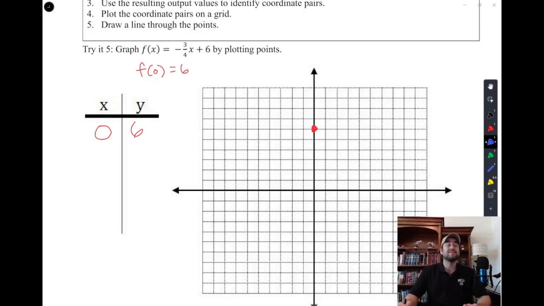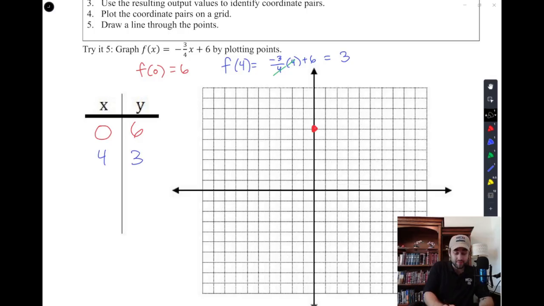You might be tempted to try 1, but if you plug and chug 1 into that function, then you're probably going to get a fraction, and I find that adding fractions is a little tough. So what if we picked 4? Because again, all we need is 2 points, any 2 points. If we pick 4, we get -3/4 times 4 plus 6. And you'll notice those 4's do a nice thing and get rid of the fraction for you. And so you just have 6 plus -3, which is just 3. And so if you plug and chug 4, you get 3.